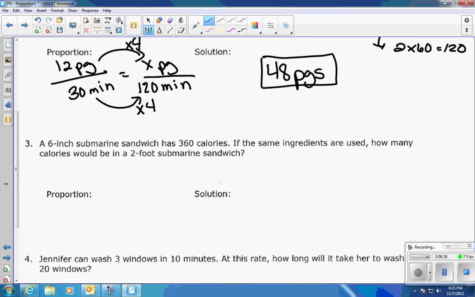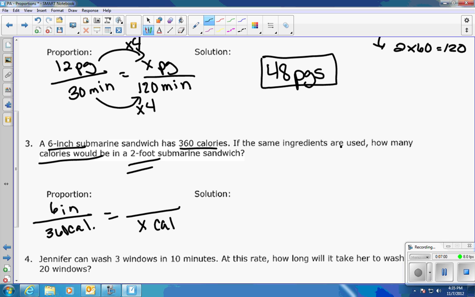A 6-inch submarine sandwich has 360 calories. So we've got 6 inches for 36 calories. We want to know, after using the same ingredients, how many calories. So I don't know. That should say 360. I don't know how many calories would be in a 2 foot. Now, 2 foot, there's 12 inches in each foot. So that means there's 24 inches in that sandwich.